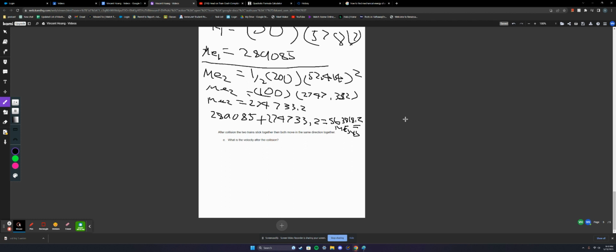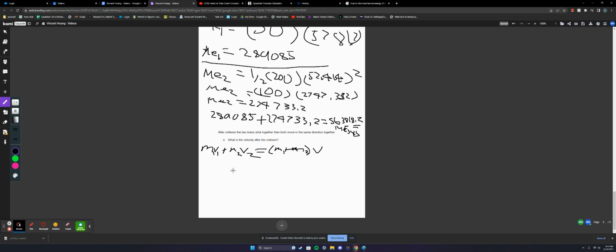Okay, and then part E. After the collision, the two trains stick together, then both move in the same direction together. What is the velocity after the collision? Okay, so what happened here is the two trains hit and stick together, which is an inelastic collision. And it's asking for the velocity right afterward. We know the inelastic collision formula is m1v1 plus m2v2 is equal to m1 plus m2 times v, and they share the same velocity.